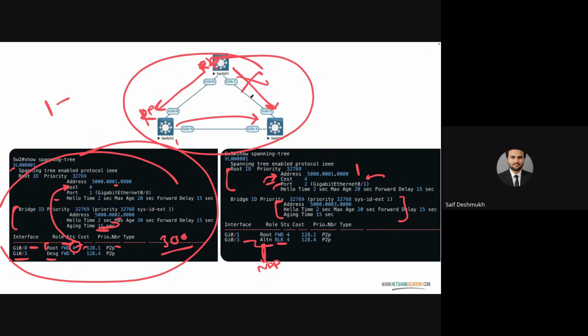If you stop receiving here, it will consider after some time that my root is lost. If you stop receiving the BPDU on this side, it will think that, okay, there is no loop anymore, I have to remove the blockage from this interface, because this happens in situations where you have multi-mode fibers. This happens.